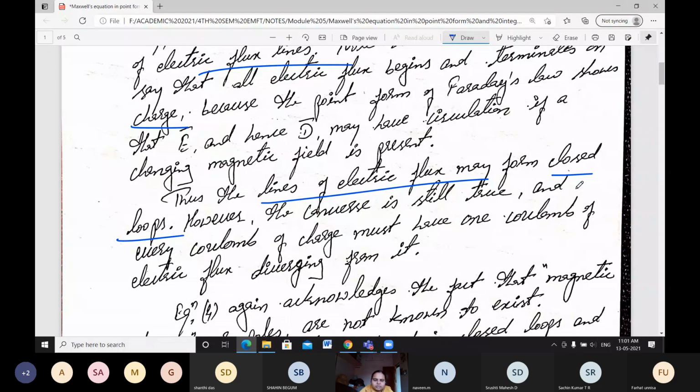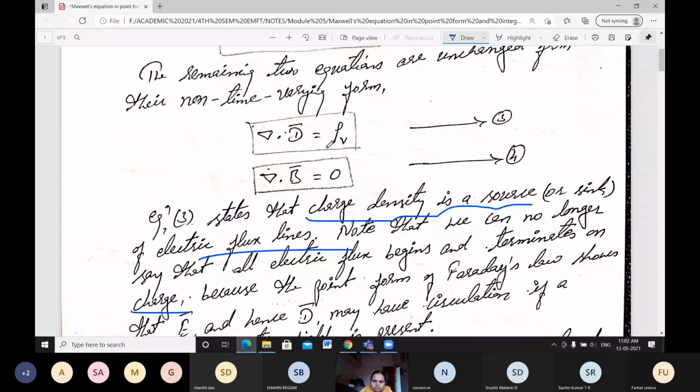True, and every coulomb of charge must have 1 coulomb of electric flux diverging from it. Means from one point charge, it will give its own electric flux. That is what is meant here. This information is given by the third equation, del dot D equals rho V.